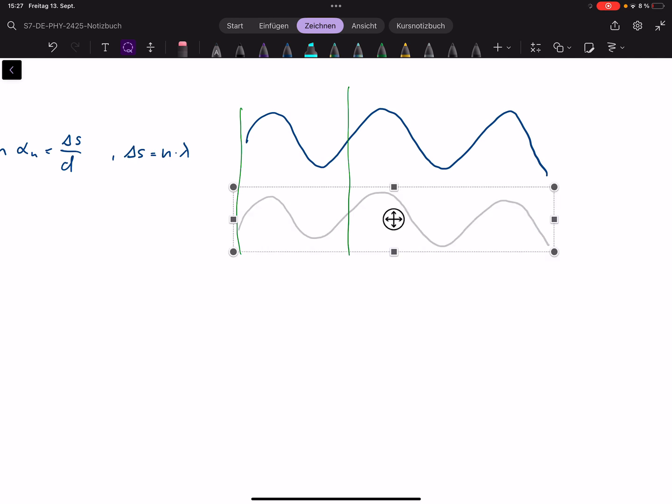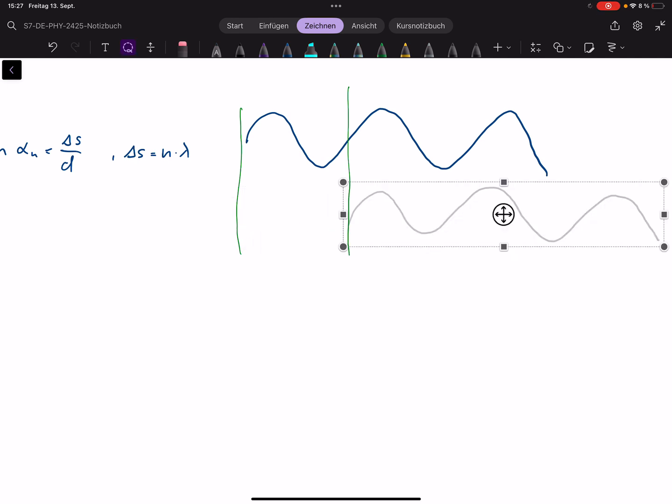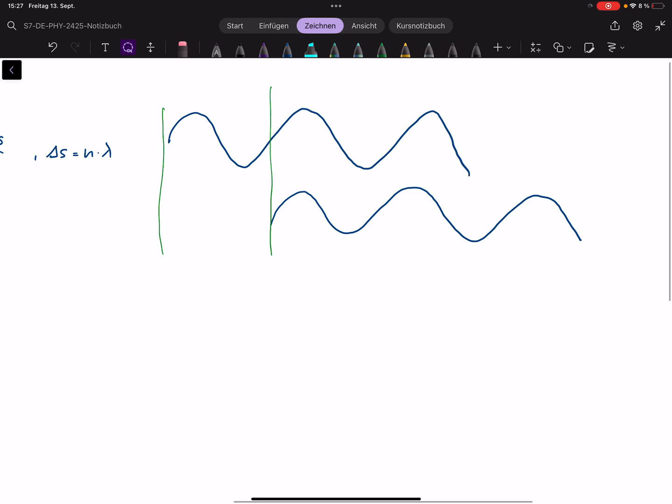But if we move the second wave and shift it by one wavelength, then we've got the situation again that crests and troughs are on top of each other, so they meet in the same location. Okay, more or less here in my drawing. So then we've got delta S is lambda.